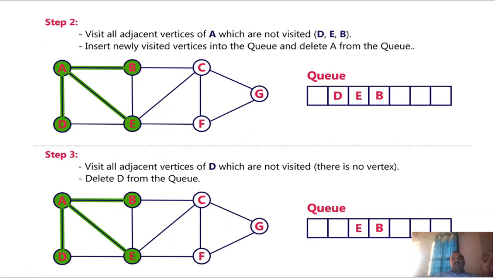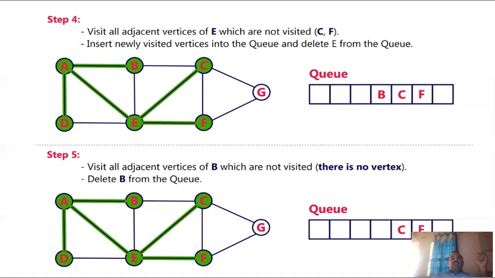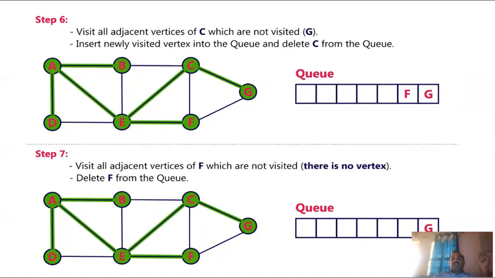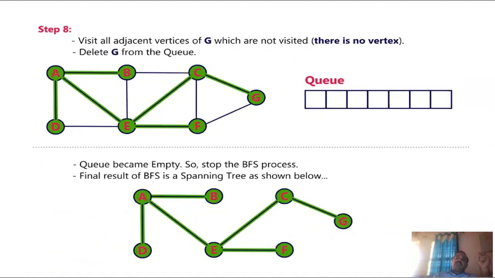Next, in step 3, visit all adjacent vertices of D which are not visited. Delete D from the queue. Next, delete E from the queue. Next, delete B from the queue. Next, delete C from the queue. Next, delete G from the queue. The queue is empty. So this is the BFS algorithm, breadth first search, producing a spanning tree.